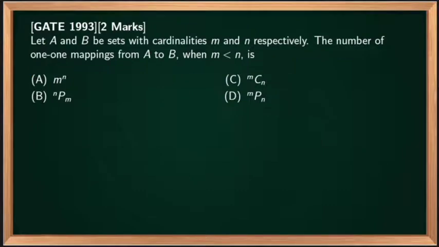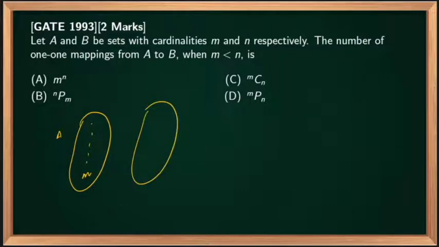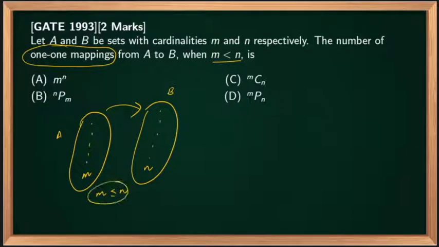Let A and B be sets with cardinalities M and N respectively, right? So A has got M elements, and B has got N elements. We are defining functions from A to B. Question is how many one-to-one mappings? Mappings means function, right? So how many one-to-one functions are possible from A to B? It's given that M is less than N, so ideally M should be less than or equal to N. That is our usual condition for one-to-one mapping, right?